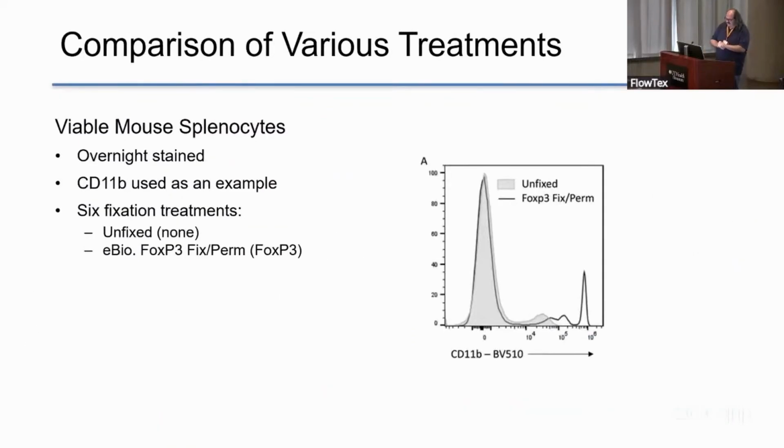All right. So comparison of the various treatments of the cells. In this set, we have viable mouse splenocytes, and they've been overnight stained. And I'm only using one of the actual antibodies just for the description. They actually used 6 total treatments, but shown here is only 2 of them, which essentially is just cells that are stained for CD11B. And we can clearly see that, hey, those that had the FOXP3 fixed treatment worked great, not so much for the unfixed cells. So, hey, that's nice.